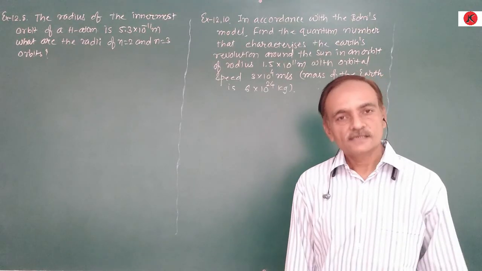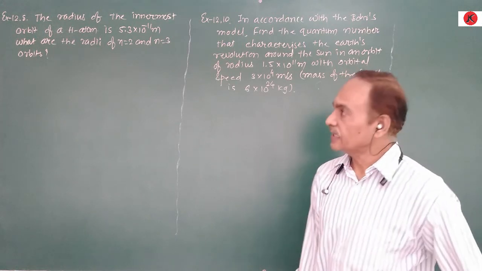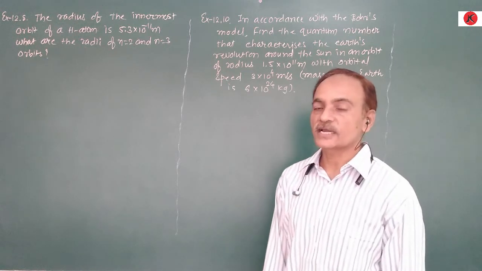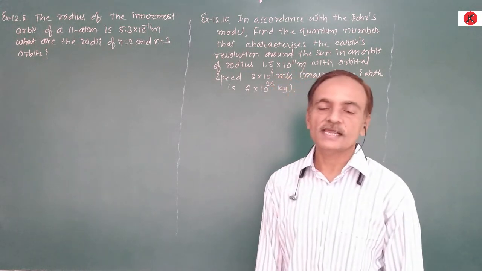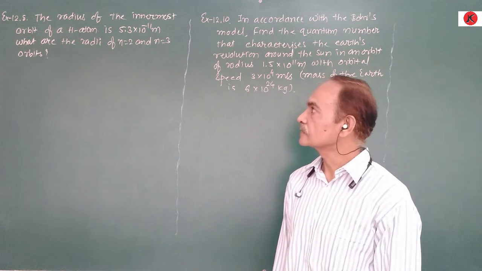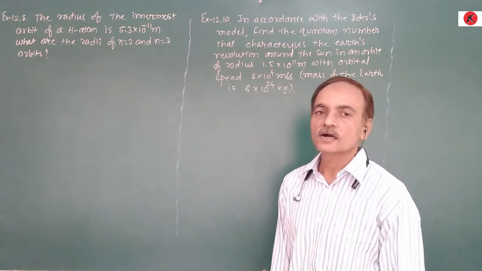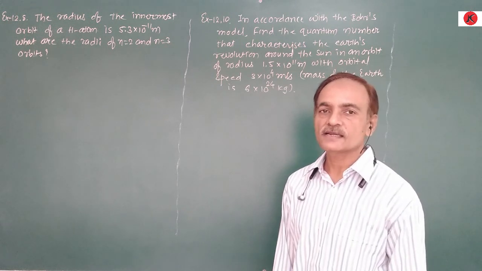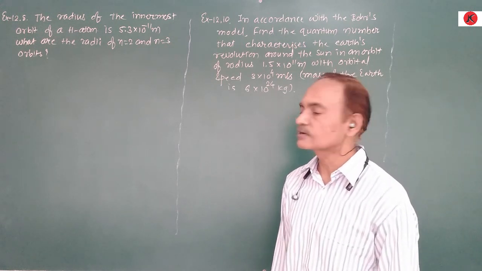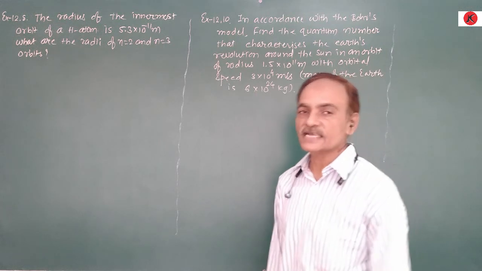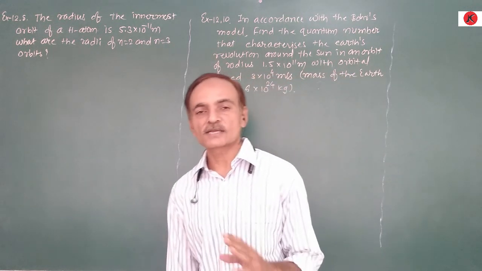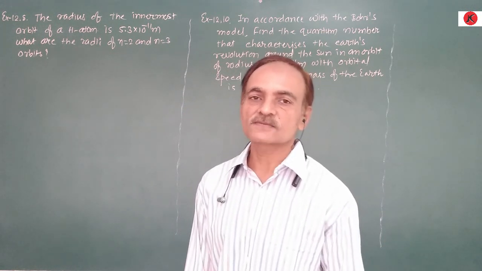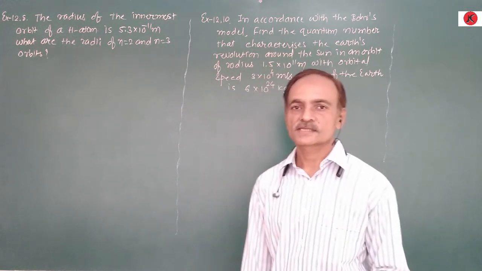Okay, now next numerical of exercise 12.8. The radius of the innermost orbit of hydrogen atom is 5.3 into 10 to the minus 10 meter. What are the radii of the orbit of n is equal to 2 and n is equal to 3 orbit? That means the radius of the first orbit is given, that is known as the Bohr's radius. We have to find out what is the radius of the second and third orbit, right?